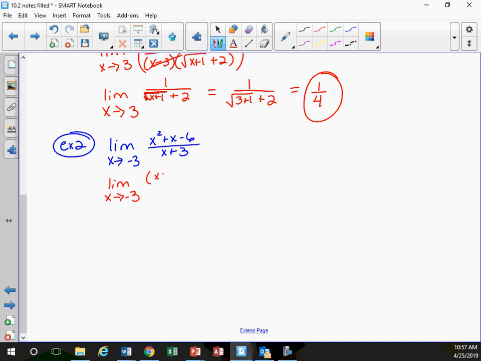So I'm going to have x plus 3 times x minus 2 over x plus 3. Reduce, right? I can just go right to the plugging in then. So then I've got negative 3 minus 2. Negative 5 is my answer. Okay? Not bad. One more before we get to the other part of the notes.